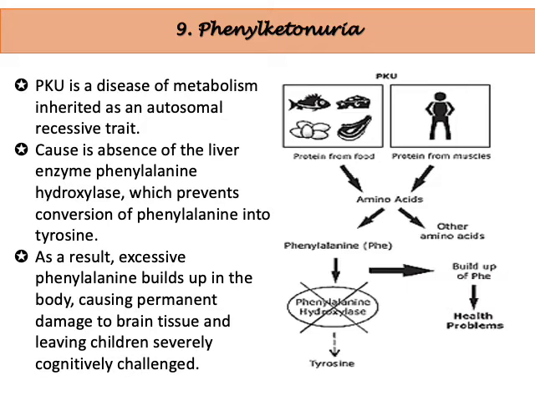tyrosine. What is phenylalanine? It's an essential amino acid from protein in foods that we eat. This phenylalanine must be converted into tyrosine, as shown in the photo. Tyrosine is a precursor of epinephrine, thyroxine, and melanin for the body to use. Because in PKU there is no converting enzyme, excessive phenylalanine builds up in the body. This causes permanent damage to brain tissue, leaving children severely cognitively challenged.